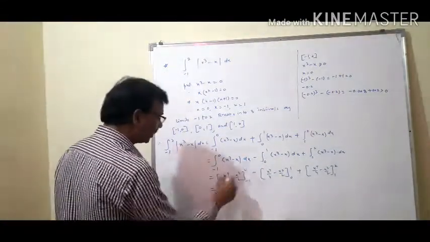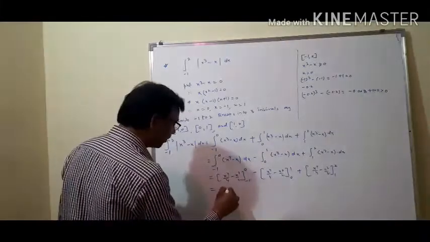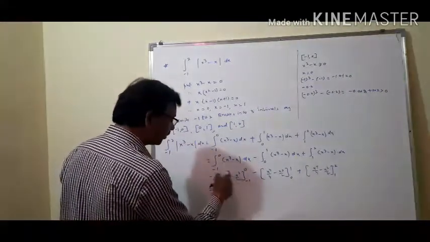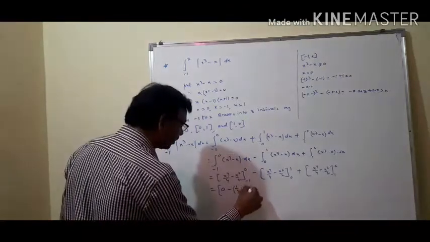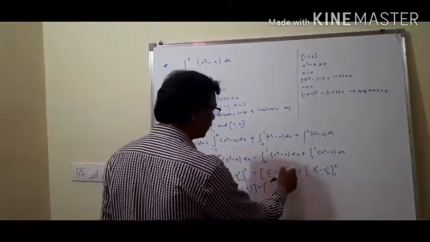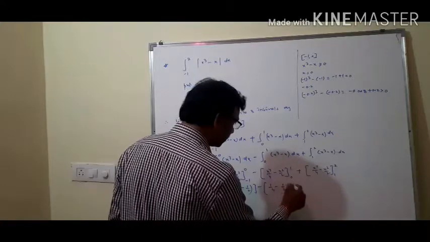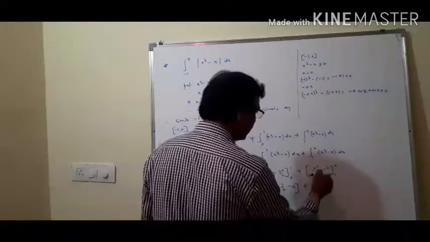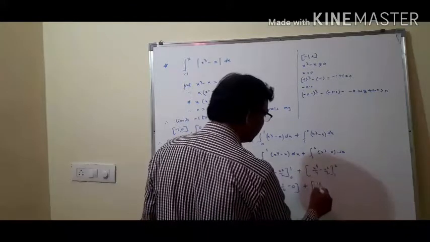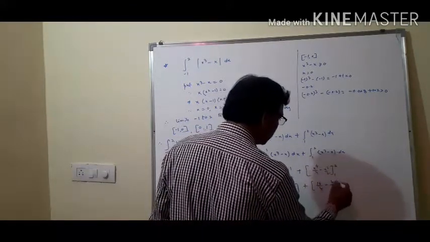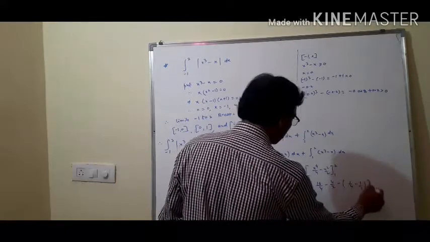Now putting the limits: if you put 0 in place of x, this will be already 0, minus, if you put minus 1 in place of x, then this will be 1 by 4 minus 1 by 2, minus, if we put 1 in place of x, this will be 1 by 4 minus 1 by 2, and if we apply 0, this will be 0, plus, if we put 2 in place of x, then this will be 2 to the power 4, which is 16 upon 4, minus 4 upon 2, minus, in place of x put 1, then this will be 1 by 4 minus 1 by 2.